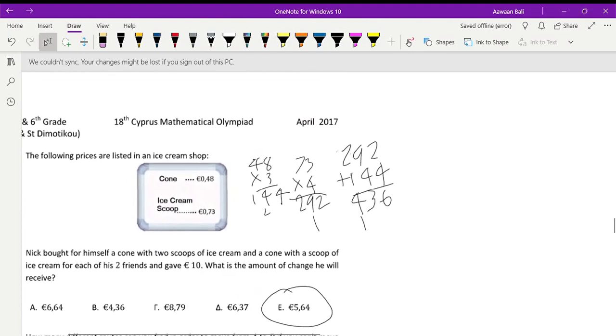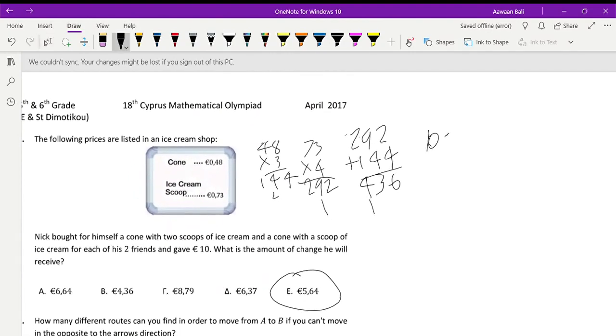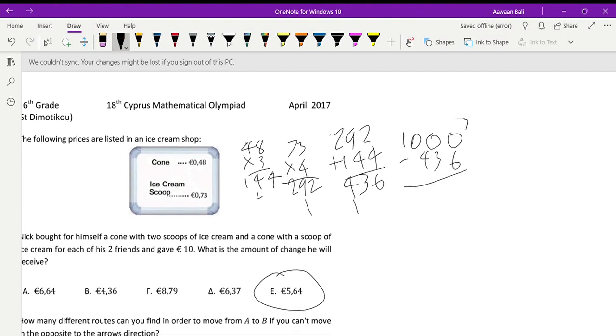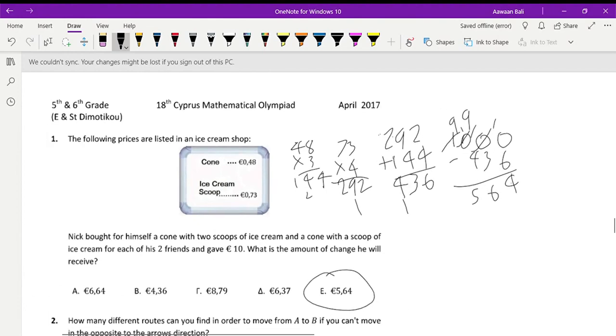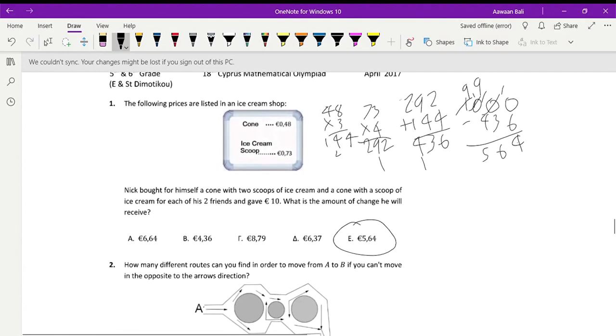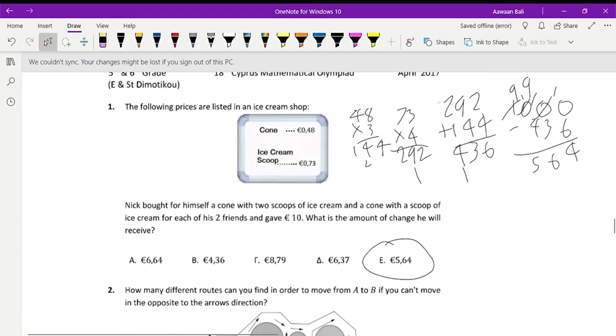Now we have to do 10 euros minus €4.36, so we can find the amount of change the seller is going to give Nick. So we do this. And we get €5.64, therefore the answer is eta.